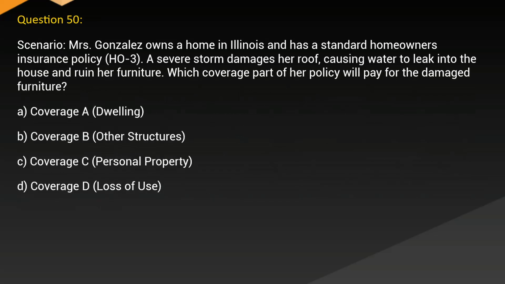Question 50. Scenario: Mrs. Gonzalez owns a home in Illinois and has a standard homeowner's insurance policy, HO3. A severe storm damages her roof, causing water to leak into the house and ruin her furniture. Which coverage part of her policy will pay for the damaged furniture? A. Coverage A. Dwelling. B. Coverage B. Other structures. C. Coverage C. Personal property. D. Coverage D. Loss of use.